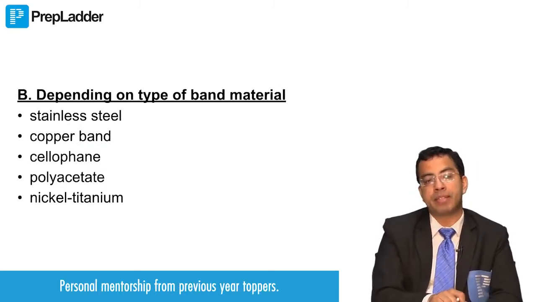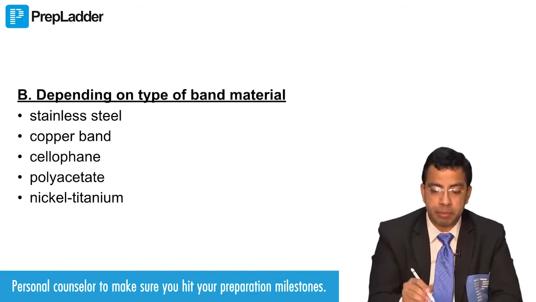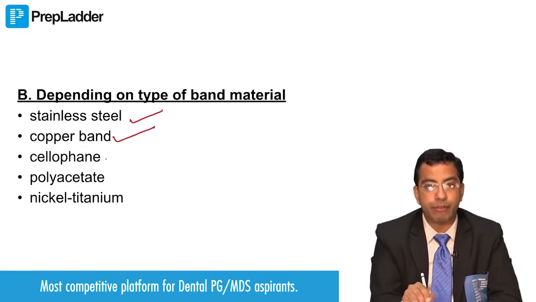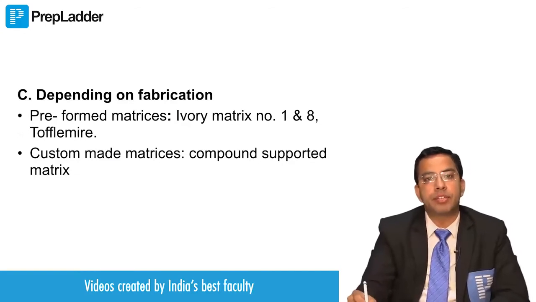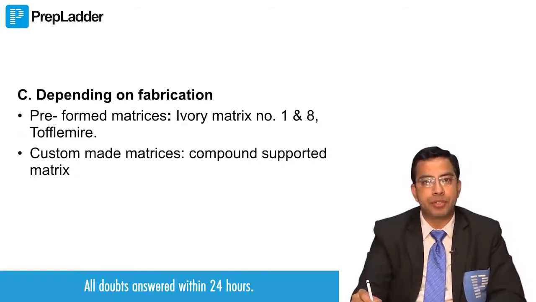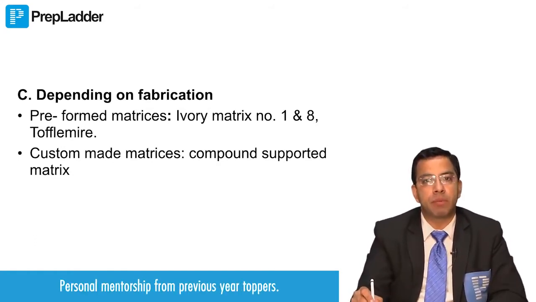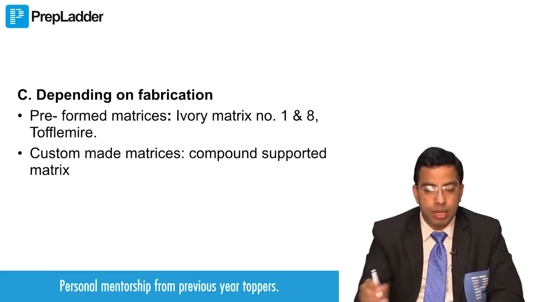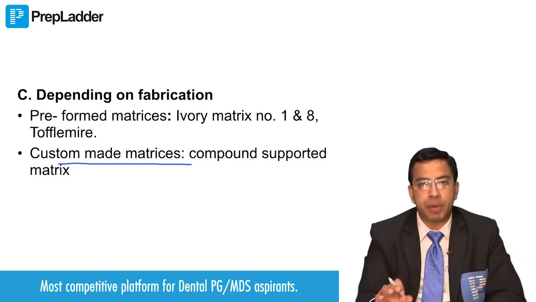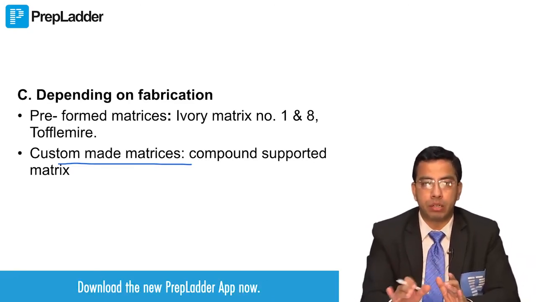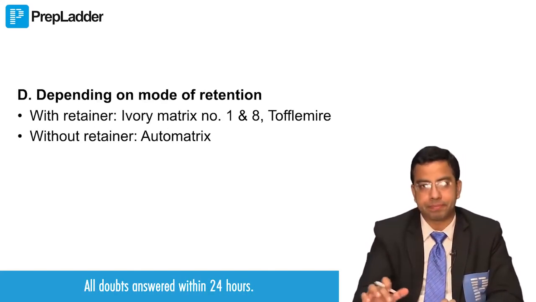Second way to classify the matrices is depending on the type of the band material. So, the band material can be made of steel, copper, cellophane, polyacetate or nickel. Next classification is depending on the fabrication, that is either the matrices can be preformed, for example ivory matrix number 1 and 8 and Tofflemire, or they can be the custom made matrices, that is the matrices which are made specially for that particular tooth on that particular patient, and the example is compound supported matrix.